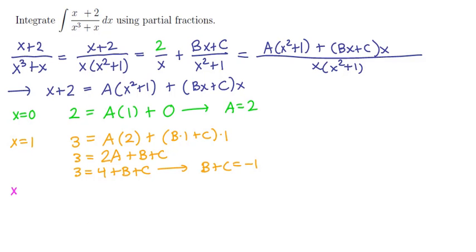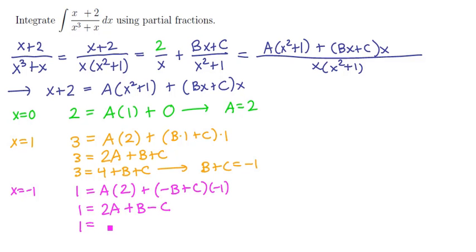Now we need another test value. So try minus 1. We're going to get minus 1 squared plus 2 is 3... that's going to equal A times (1 plus 1) again, plus we'll have (negative B plus C), all times negative 1. So if we clean this up, we have 3 is equal to 2A minus B minus C. Substitute what we know for A. We get 3 is equal to 4 plus B minus C. And then we can solve this expression. We'll have B minus C is equal to minus 3. So now we have two equations and two unknowns, B and C.